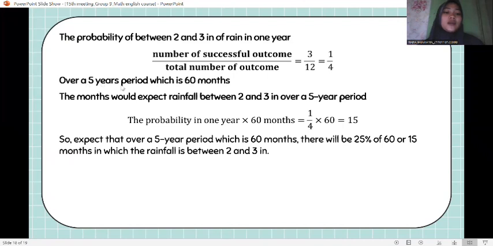Over a 5-year period, which is 60 months, the number of months we expect rainfall between 2 and 3 in is the probability in 1 year times 60 months, equals 1 over 4 times 60 equals 15. So we expect that over a 5-year period, which is 60 months, there will be 25% of 60, or 15 months, in which the rainfall is between 2 and 3 in.